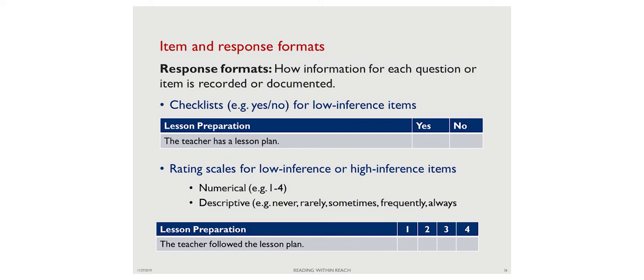Rating scales are formats that use a range of numerical numbers for scoring responses or text responses. What I mean by numerical is they either have 1 equals never, 2 equals sometimes, or 3 equals always, something to that effect, or a descriptive text response, which might be never, rarely, sometimes, frequently, and always. The rating scale format allows the observer to rate the frequency sometimes or the quality of specific items observed in the classroom. This requires the observer to make a judgment using specified criteria on a rating scale. So here's an example of a rating scale.